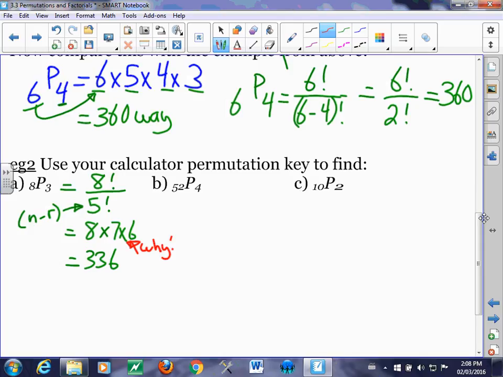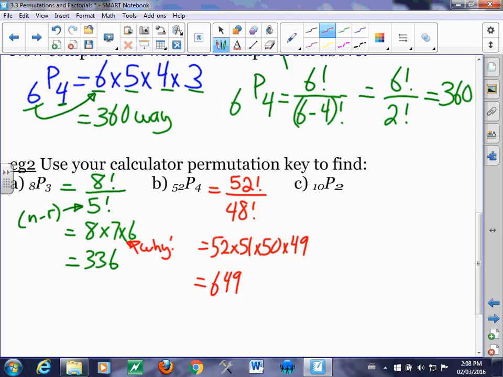The next one, if we put it into factorial notation, we've got 52 factorial over (n minus r) factorial, which is 48 factorial, which equals 52 times 51 times 50 times 49, because the 48 factorials cancel out. Plug it in, and you've got 6,497,400 ways.